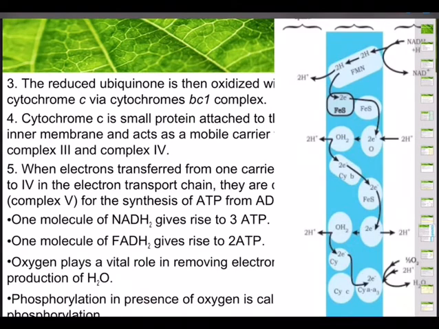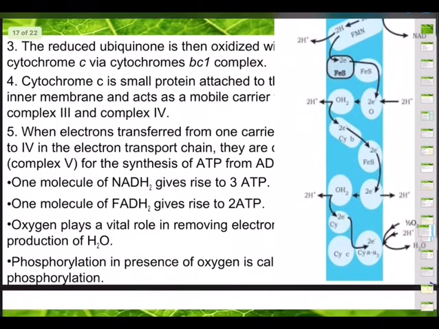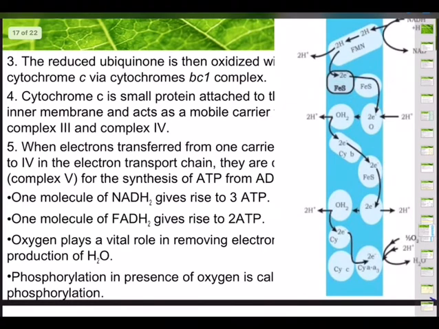Electrons are received from cytochrome C, which gets oxidized. Electrons are ultimately transferred to oxygen to form water. As you are seeing, the H2O is formed. The 2H+ and 2 electrons become H2, and half O2 is O. So H2O, thus water, is formed.